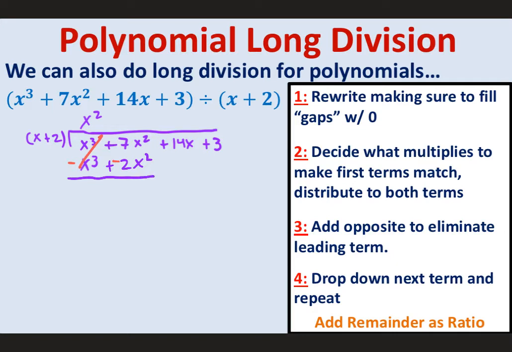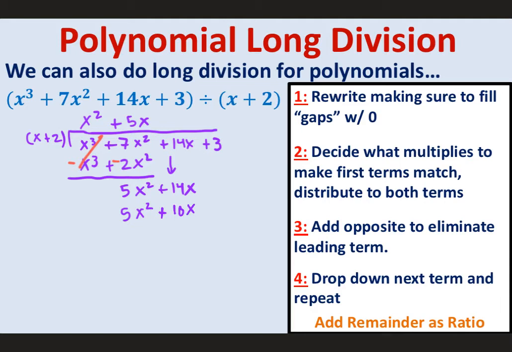And then we can now subtract this other piece. 7x squareds minus 2x squareds is 5x squareds. We drop down the next term, plus 14x. And then we repeat this process. We ask ourselves, what can we multiply x by to make 5x squared? Well, we can multiply it by 5x to make 5x squared. So 5x times x is 5x squared. Remember, we're trying to match it right now at this point. And then we do 5x times the other piece. 5x times 2 is plus 10x.